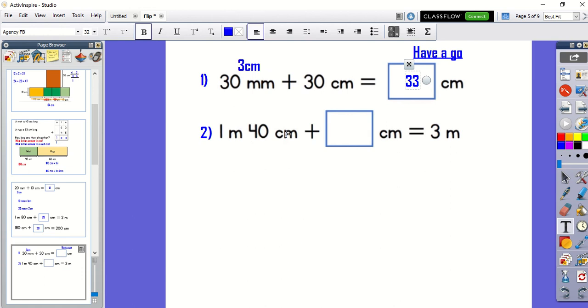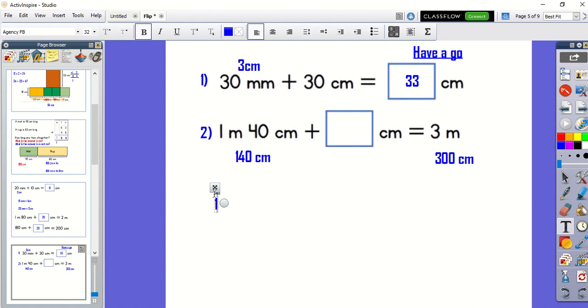Then we've got this one here, 1 metre 40 centimetres, add something centimetres equals 3 metres. So let's convert it to centimetres because my missing number is in centimetres. So I've got 1 metre 40, well that's 140 centimetres. And then let's convert this as well. So 3 metres is 300 centimetres. So how do I get from 140 to 300? Well, if I add 60 to 40, that will take me up to 200. And then I add another 100 to get to 300.